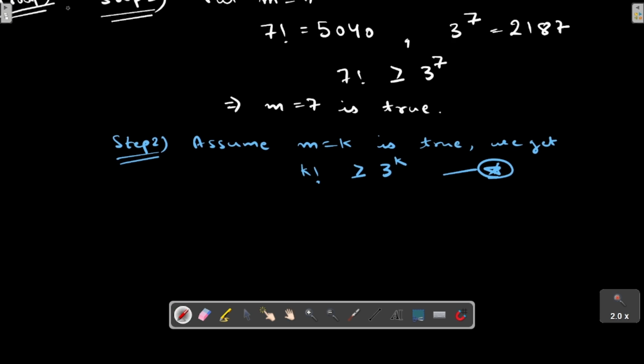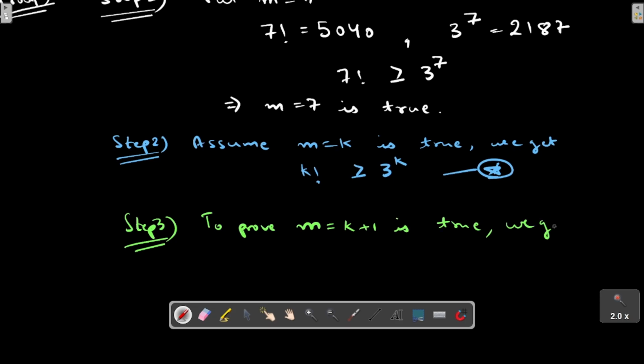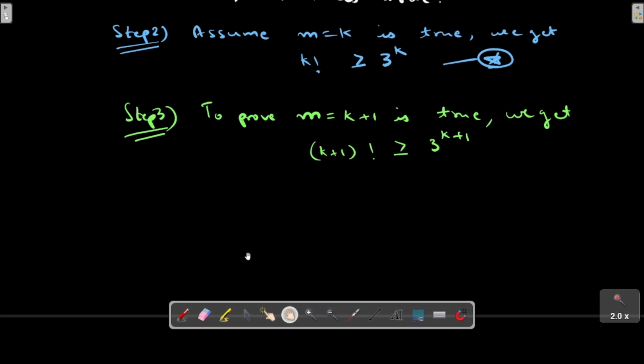Step 3, to prove m is equal to k plus 1 is true. What does it mean? k plus 1 factorial is greater than 3 to the power of k plus 1. We need to prove this. Let's go to the previous result. So from star, what do we get?